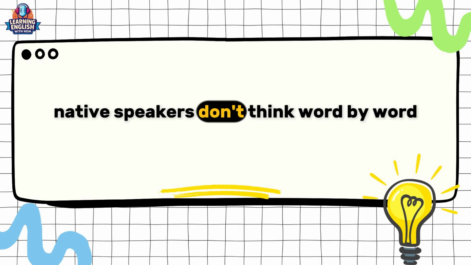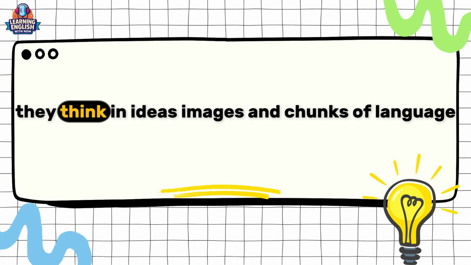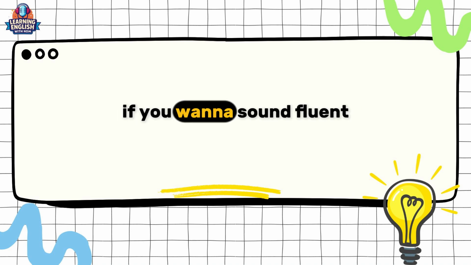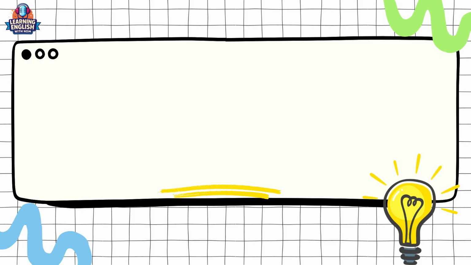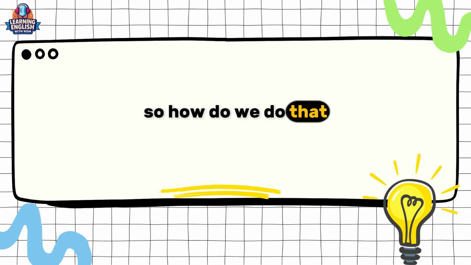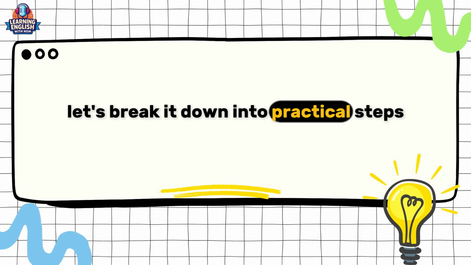Native speakers don't think word by word. They think in ideas, images, and chunks of language. If you want to sound fluent, you need to train your brain the same way. So, how do we do that? Let's break it down into practical steps.